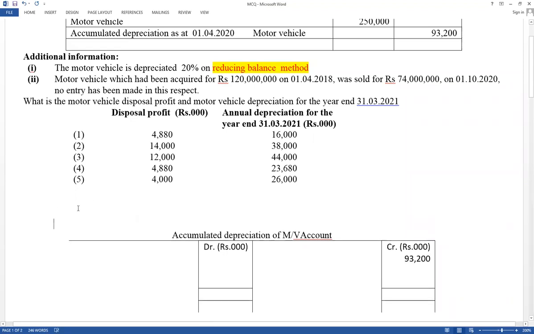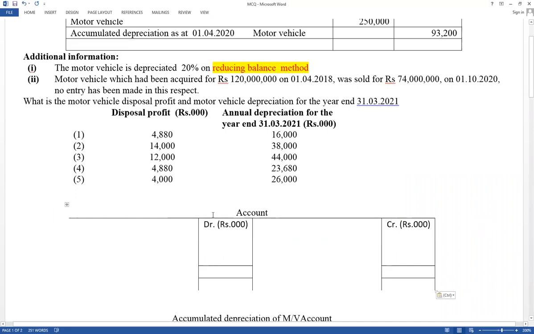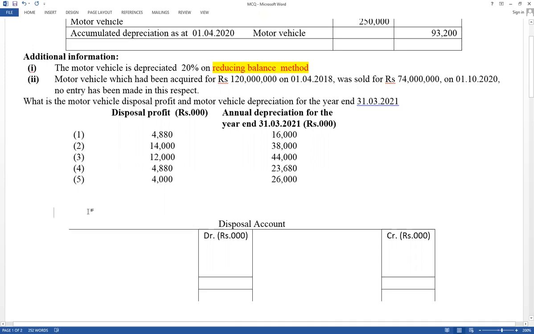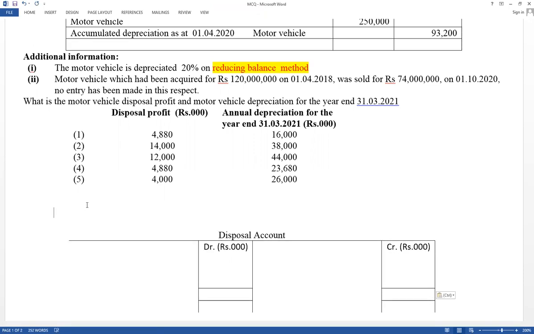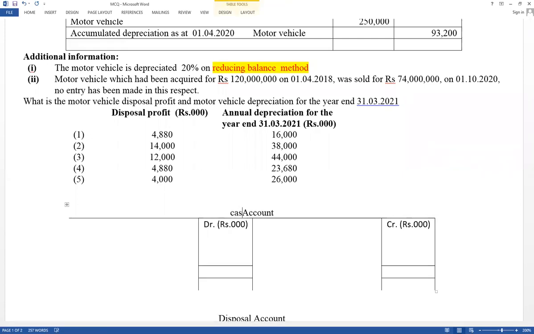To calculate disposal profit and loss, you have to prepare a disposal account also. Why do we have to prepare disposal accounts? To calculate disposal profit and loss. Then annual depreciation should be recorded as well as disposal value, so you will prepare a cash account also. Disposal value affects the cash account, and annual depreciation should be recorded.